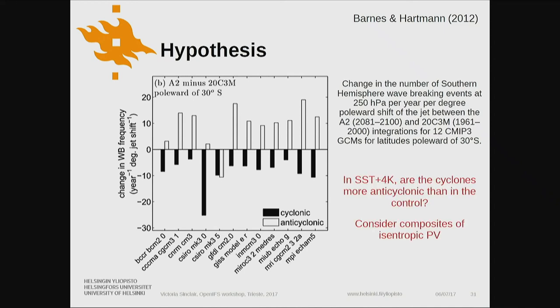One question I could ask is: are the cyclones in my warmed SST experiment more anticyclonic than in the control simulation? I think the best way to address this is to look at some composites of isentropic potential vorticity. So this is hopefully what we plan to do next, to try and understand if there are any structural changes in these cyclones.